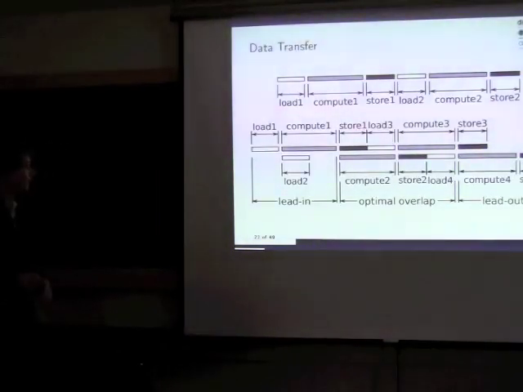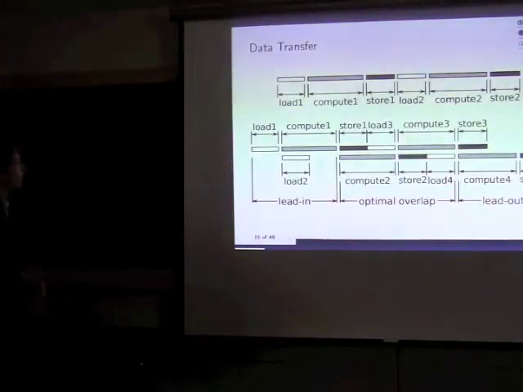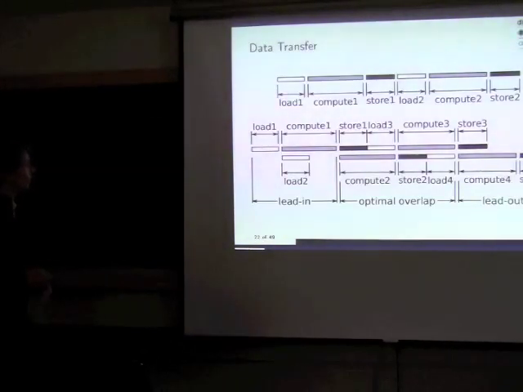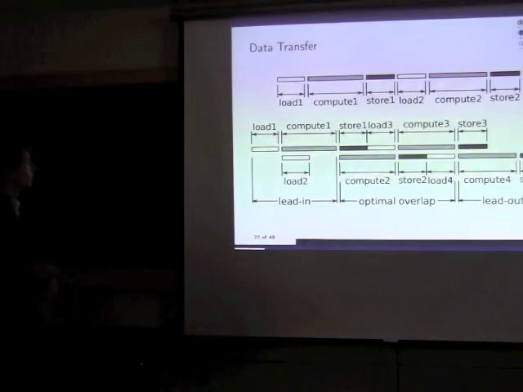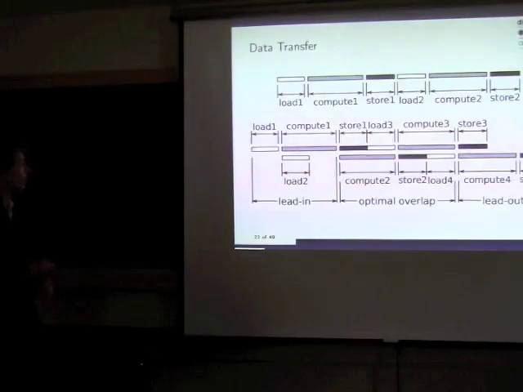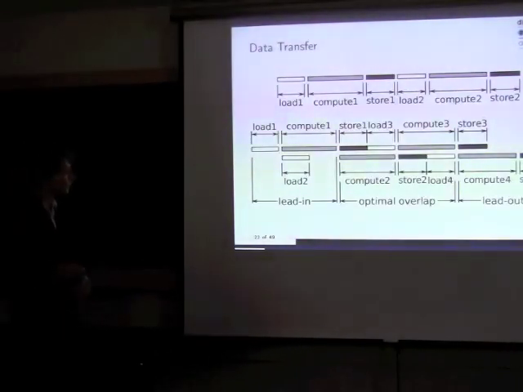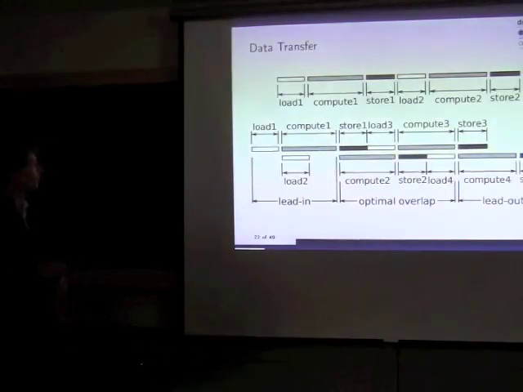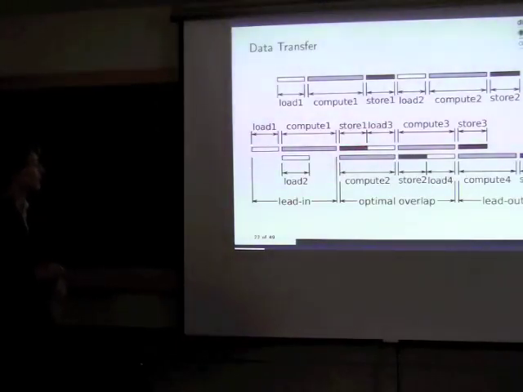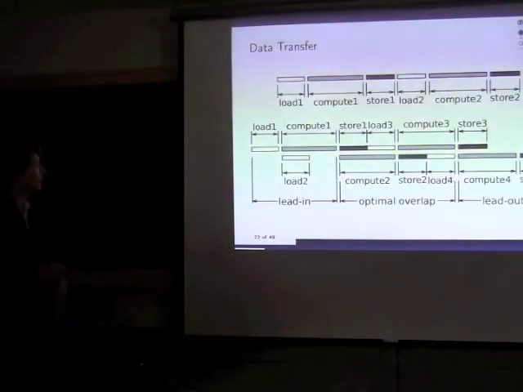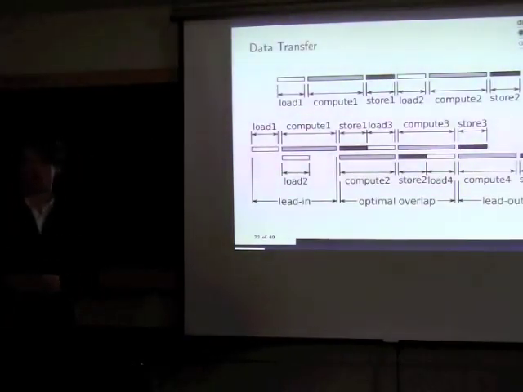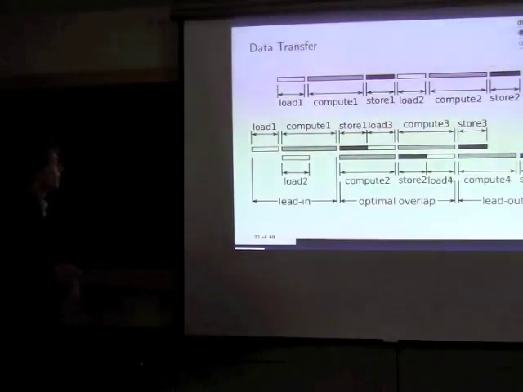Here we have the lead-in phase, where we load the first data. This is the inefficient phase, where we cannot overlap computation and communication. We load the first block, we compute. Before we start computing, we start loading the second block. So this will already overlap. And after we finish computing this, we store it back, but at the same time we can start the computation on this block since we already loaded it. It's the basic principle of double buffering. And so on and so on.